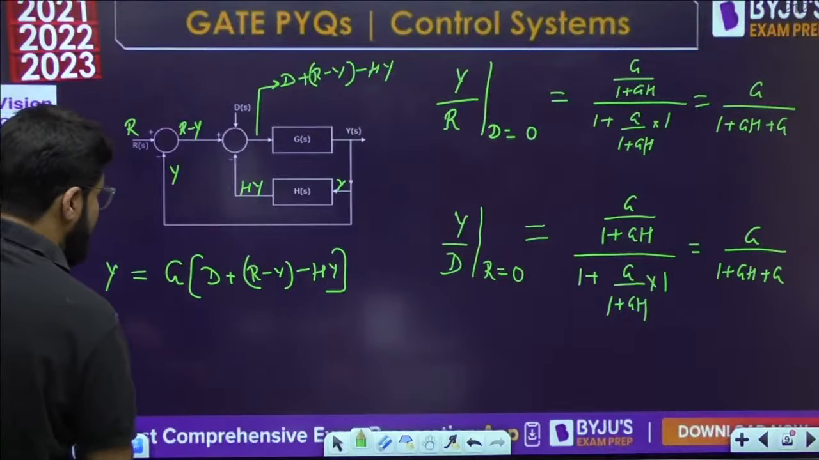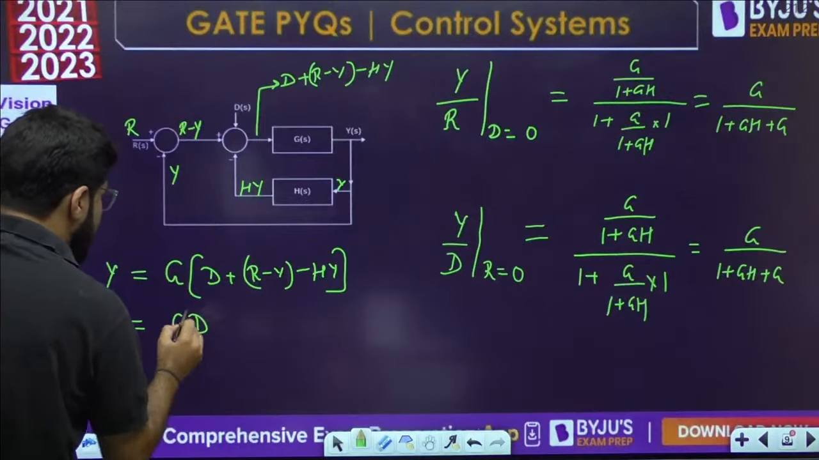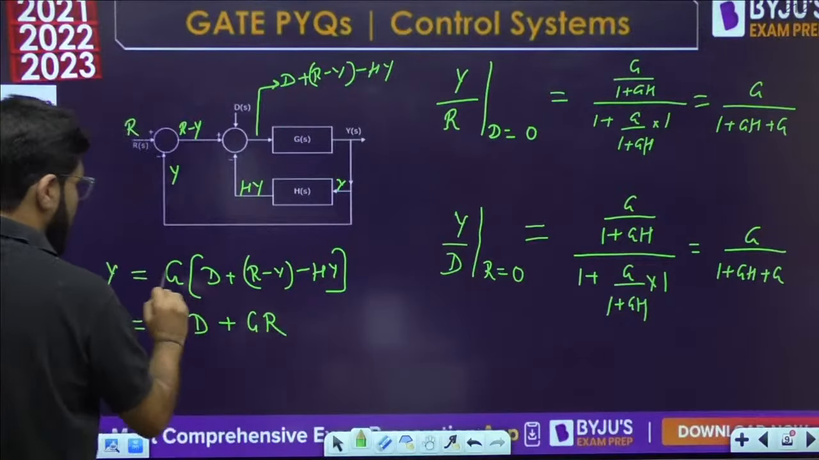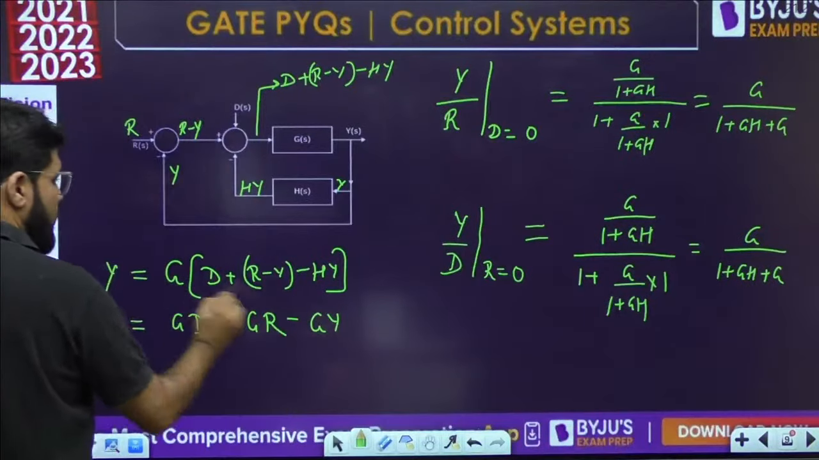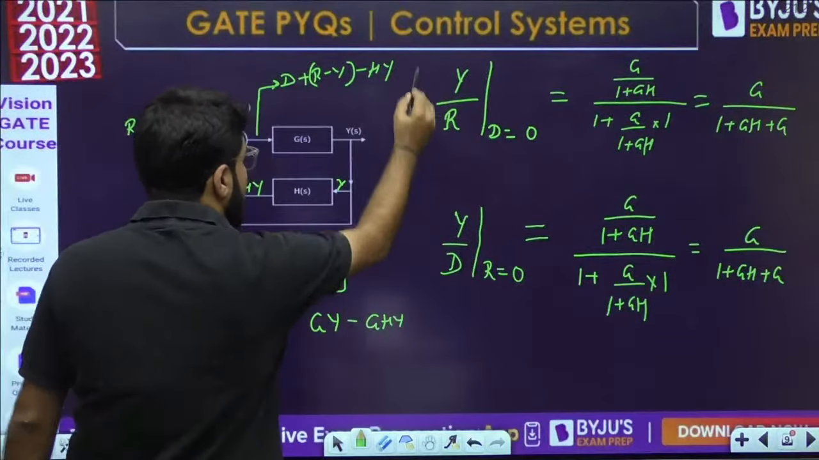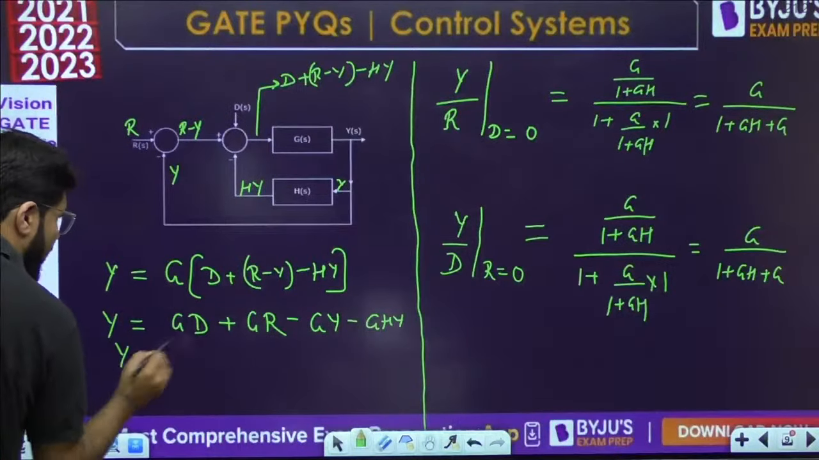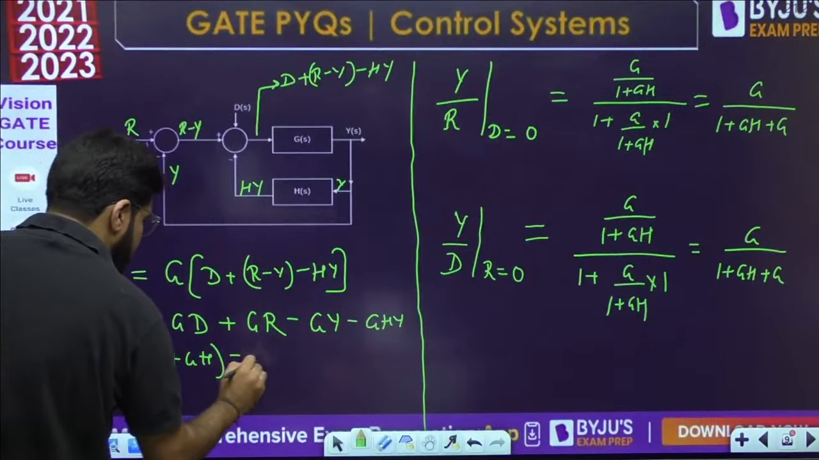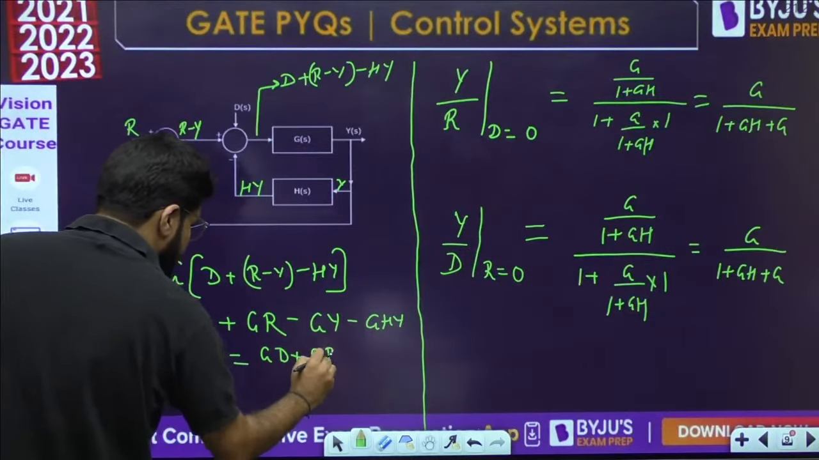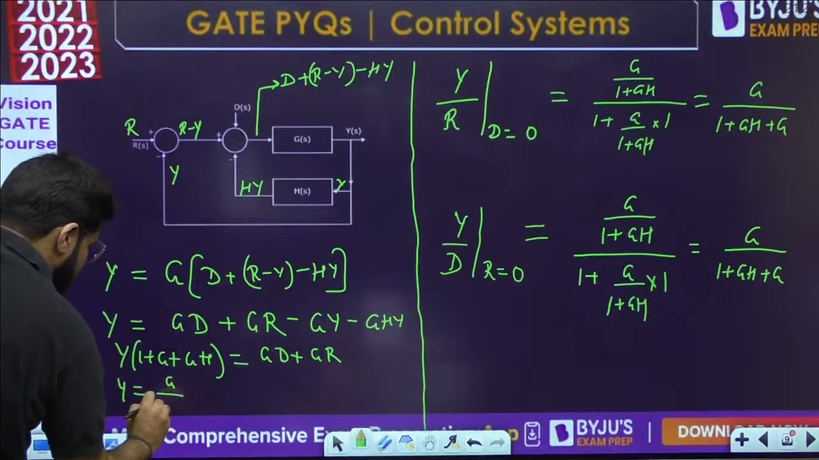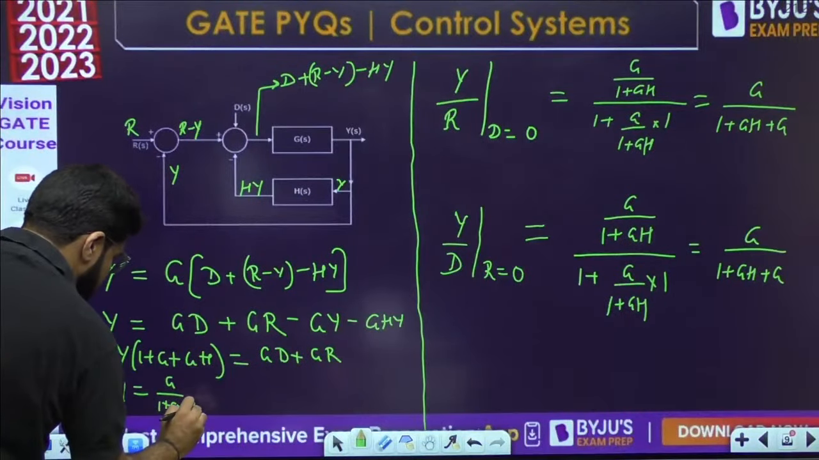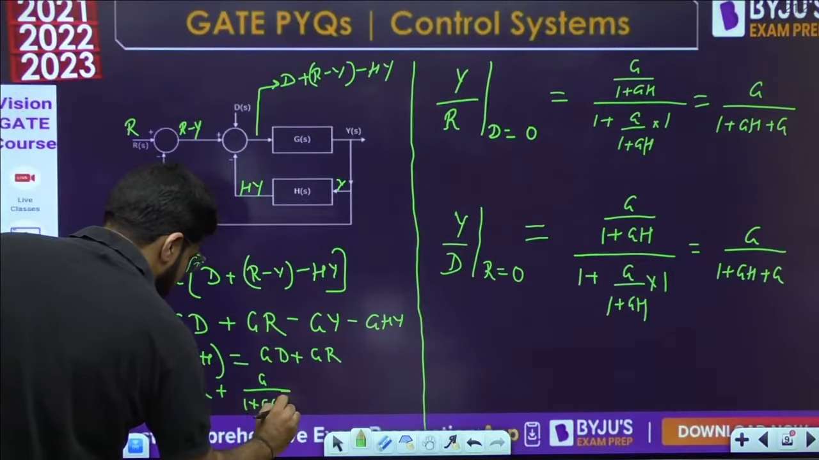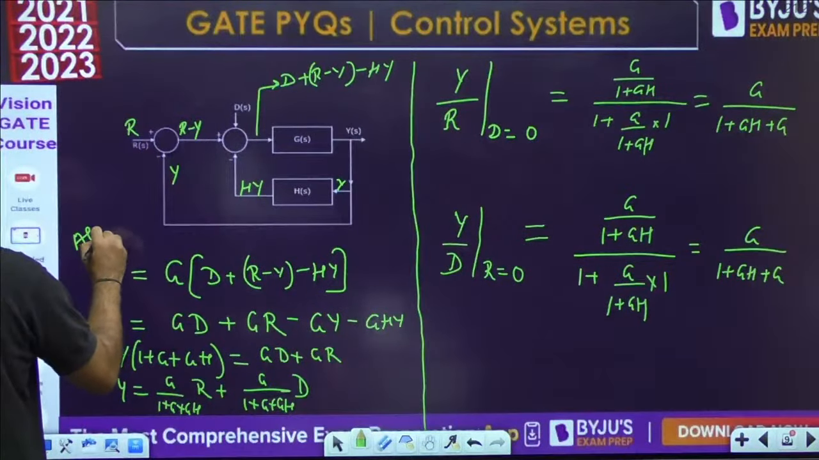So what is Y equivalent to now? Y is equal to GD, plus let us combine the next term, that is GR, minus GY, minus GHY. So bring the Y terms on one side. So (1 plus G plus GH) Y is equal to GD plus GR. So what is Y? Y is G upon 1 plus G plus GH into R, plus G upon 1 plus G plus GH multiplied by D. So this is the alternate method.